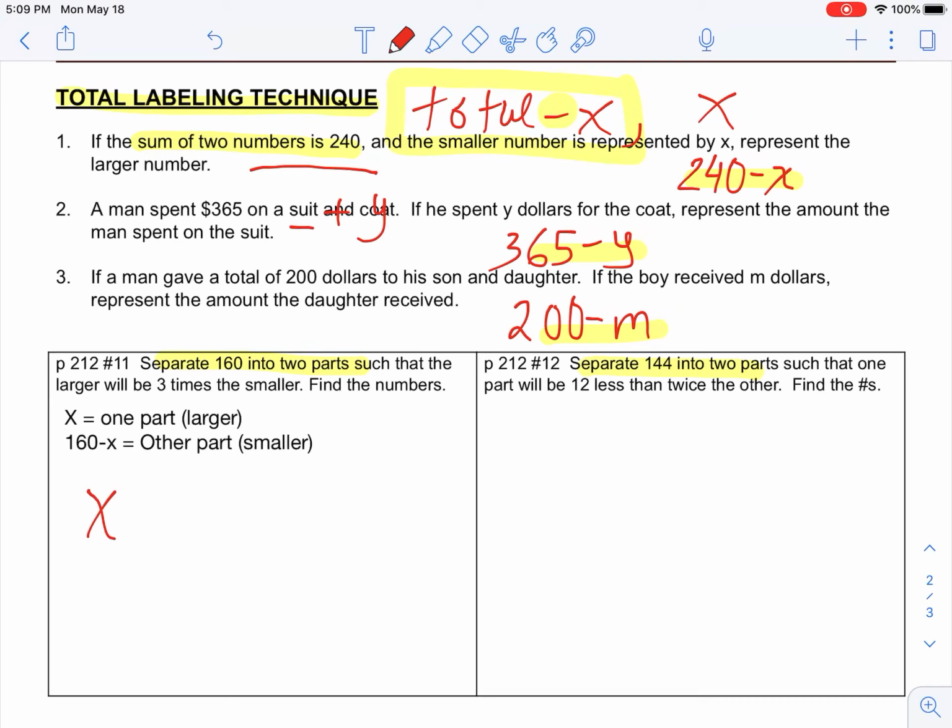All right, so the larger will be. So x will be equals, that's a verb, so will be 3 times the smaller. So 3 times whatever the smaller is. So how do I represent the smaller? Oh, here's the smaller. Okay, so put in 160 minus x. All right, so let's simplify.